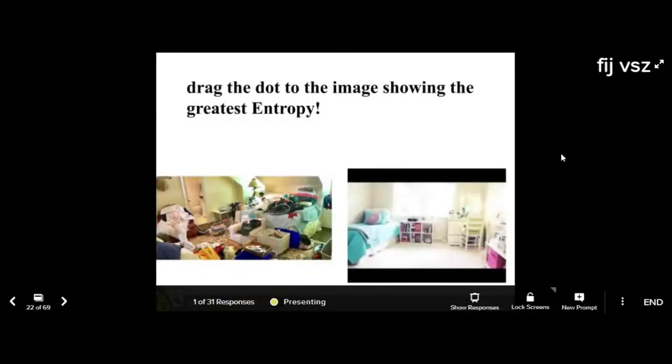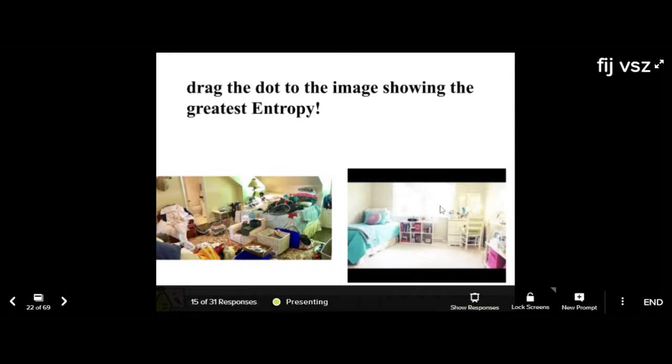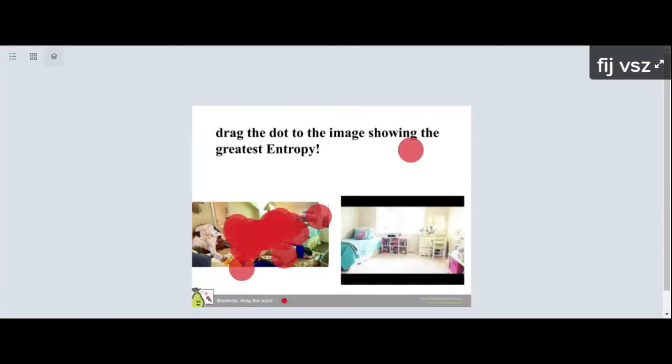Drag the thought to the image showing the greatest entropy. Easy one, guys. Right? Which one of these rooms is showing the greatest entropy? Entropy, which is otherwise known as chaos. Yes, you got that one. Good for you. Okay, all right, so definitely.